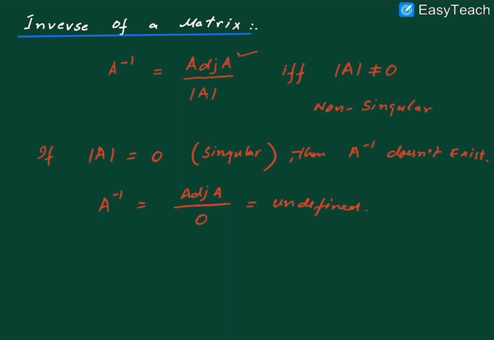We know how to find the adjoint of a matrix and we know how to find A determinant. We just divide adjoint of A by A determinant, then we get A inverse. Moreover, if you multiply A with its inverse, and it's commutative also, or A inverse with A, you will get the identity matrix of the same order, 1 0 0 1. So this identity matrix order will also be 2 into 2.